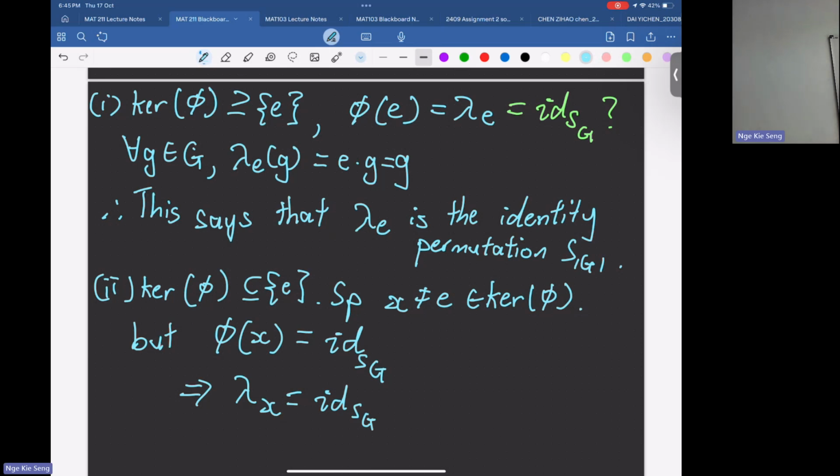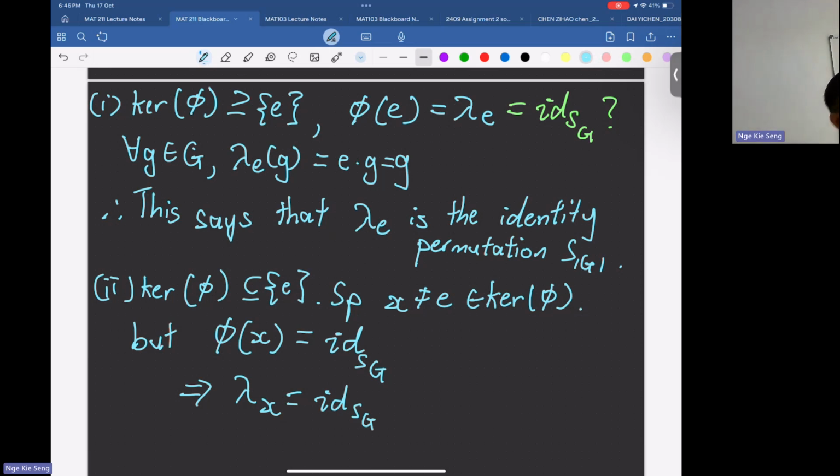So from here, we want to deduce that this x has to be e. Yeah, from here, because this is the property of the kernel, right? Then phi sends x to the identity inside the group. But what's phi x? We define it as lambda x. Okay, but how does this determine that this x is e?